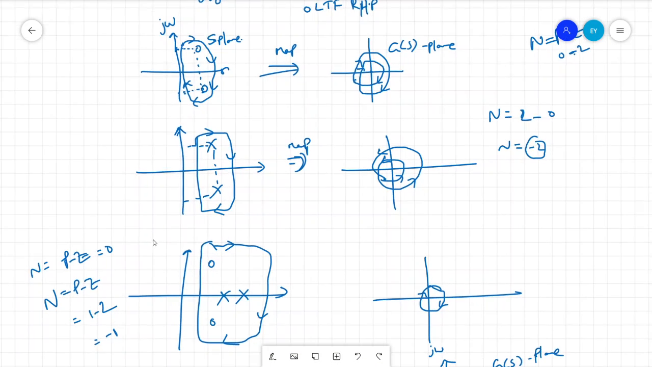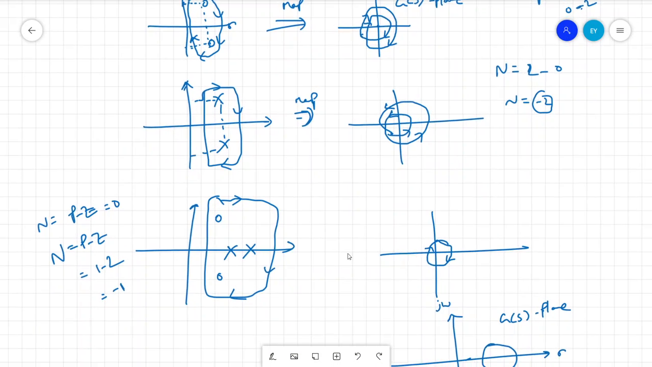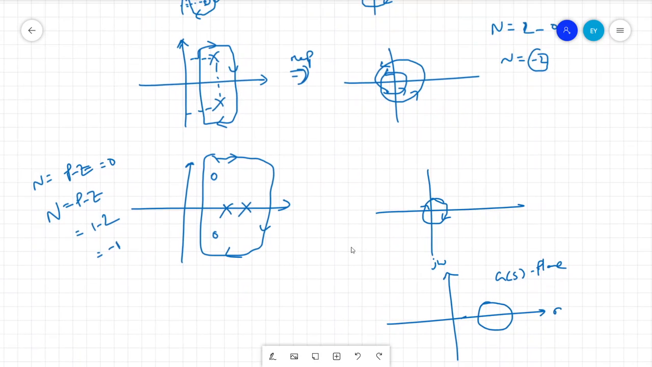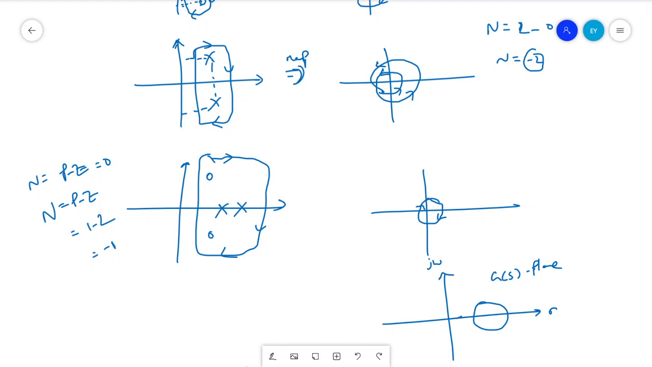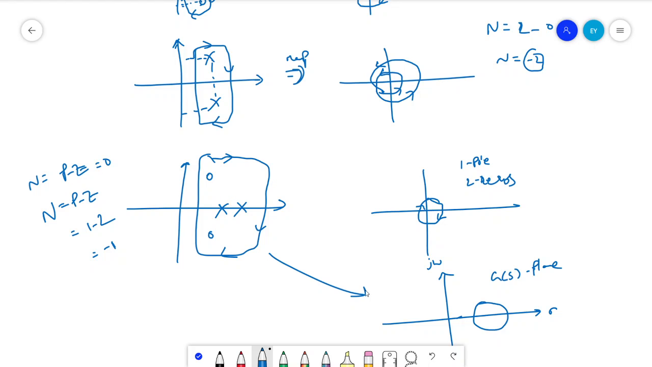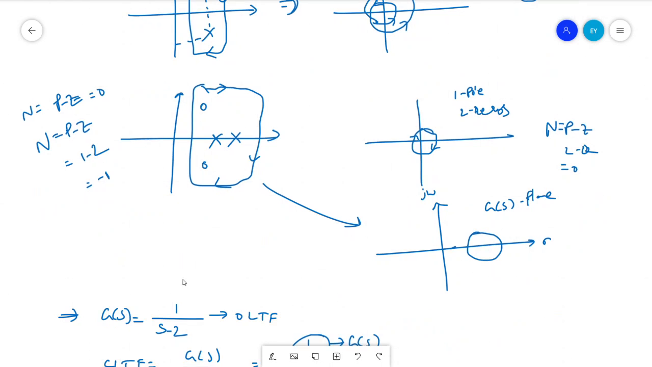Okay, this is actually for 1 pole and 2 zeros, and this is for 2 poles and 2 zeros. If you are having this, this is the plot. It is not encircling because n is equal to p minus z, p is equal to 2, z is equal to 2, and that will be n equal to 0. So this is how the plot looks.